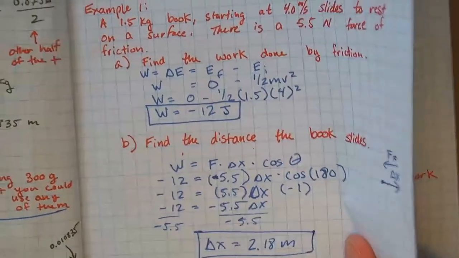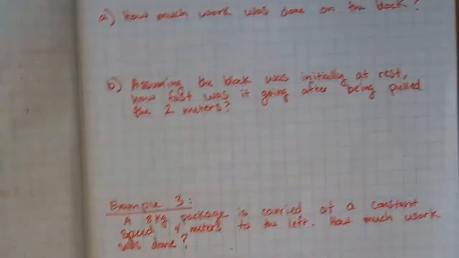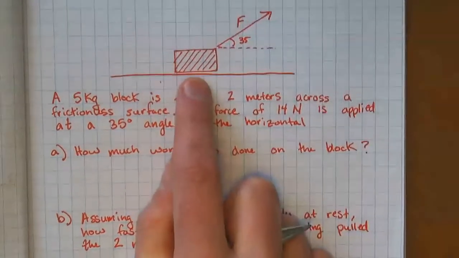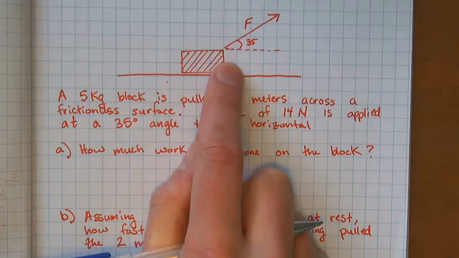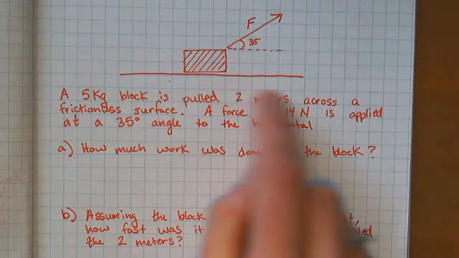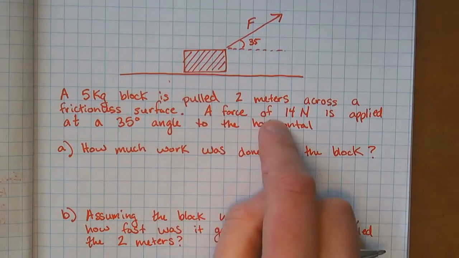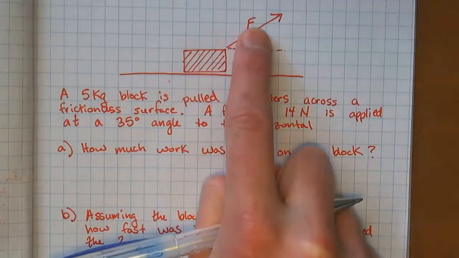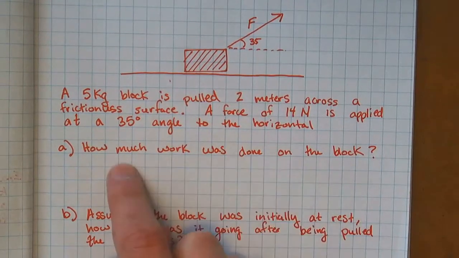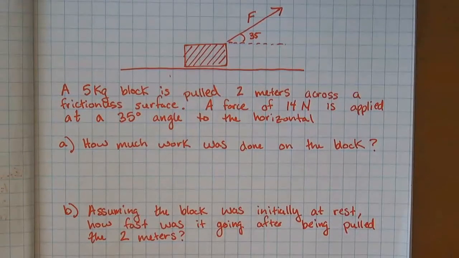Moving along, we got the next problem here. In this case, this one's pulled at an angle. So we got this box right here. It's a 5 kilogram box. It's pulled 2 meters across a frictionless surface. The force of 14 newtons is applied, so that means 14 newtons is applied at a 35-degree angle to the horizontal. How much work was done on the block? So we got to ask ourselves, which equation are we going to use?